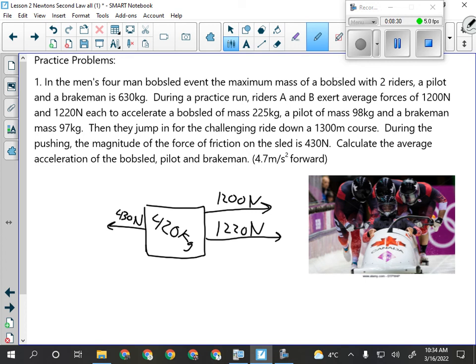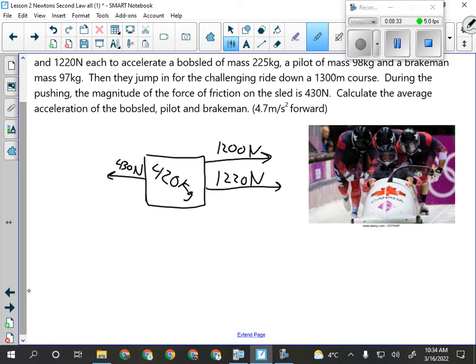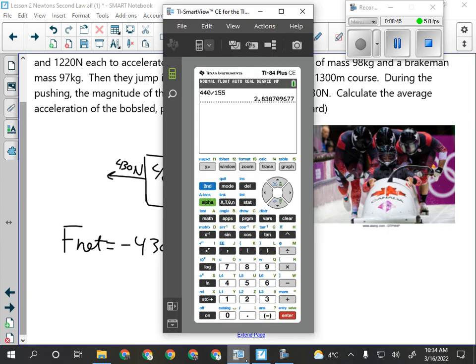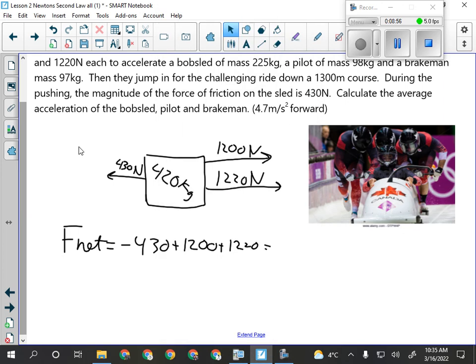Before I do that, I'm going to calculate my net force. So I'm going to do the vector sum of all forces. That'll be negative 430 plus 1,200 plus 1,220. So 2,420 minus 430, okay, 1,990. Seems right. Probably did that right. So 1,990 newtons forward is my net force.